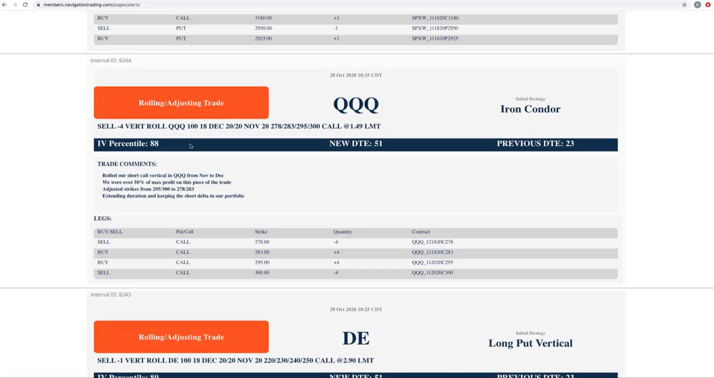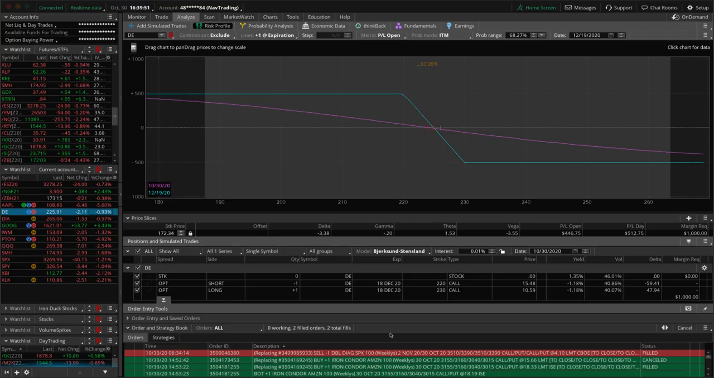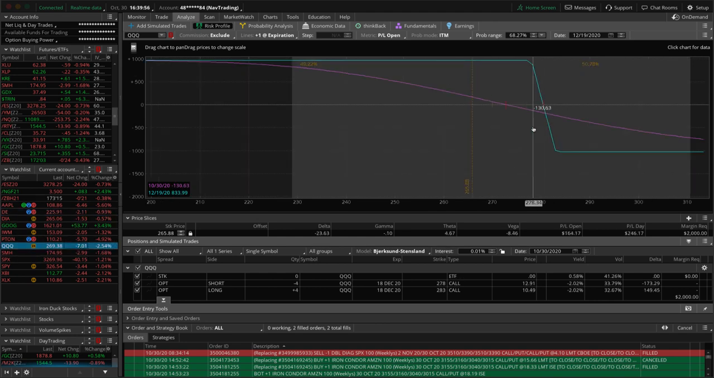Next trade, QQQ, did a rolling adjusting trade in the Qs. So we rolled one of our short call verticals in the Qs. Let's take a look at that. We were over 50% of max profit on that, so we just went ahead and rolled it out to December. Can't believe we're already trading the December options, but keeping this on for that short delta, so we've got a lot of room to move to benefit that trade.